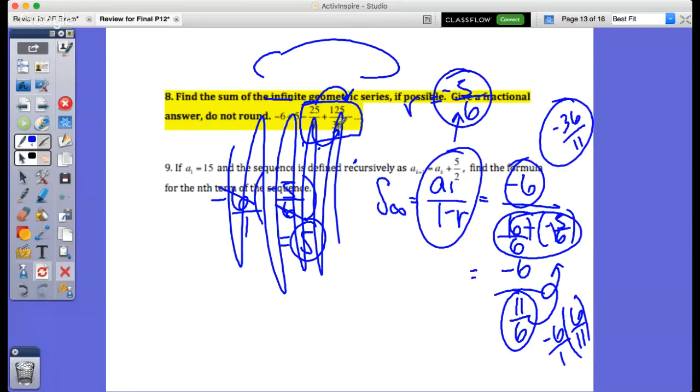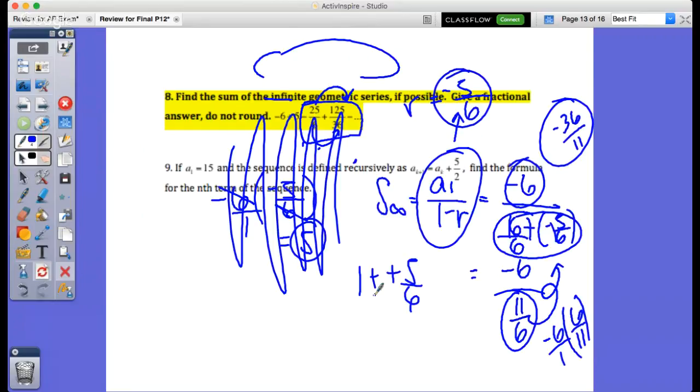So A1 is negative 6, and then in the 1 minus R, why did you put 6 over 6 for the 1? It was 1 minus negative 5 over 6 here. So I make that positive. In order to add them, I need common denominators, right? Oh, okay. So that's where I made it 6 over 6, and then added to get 11 over 6.